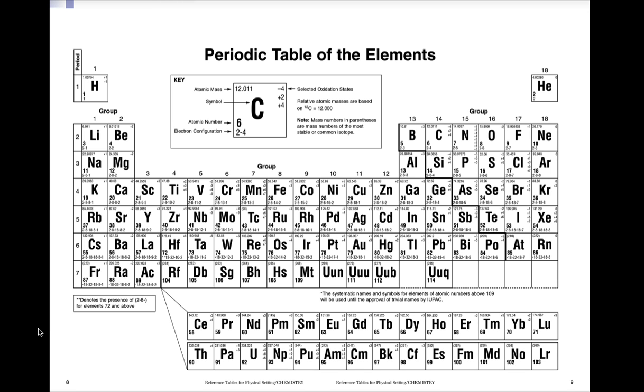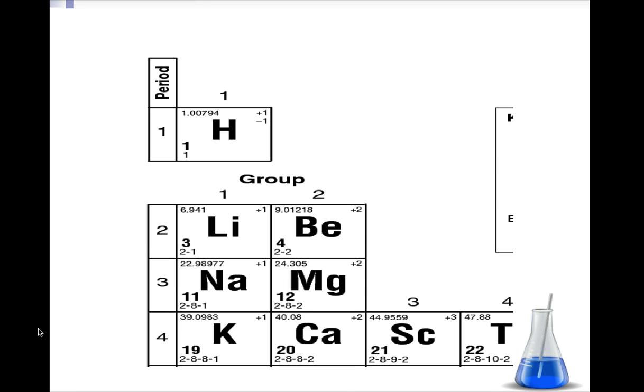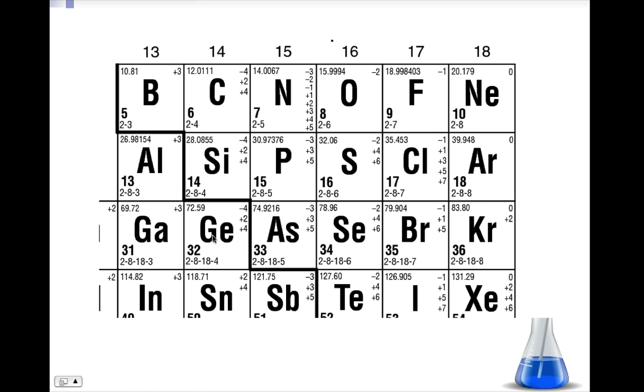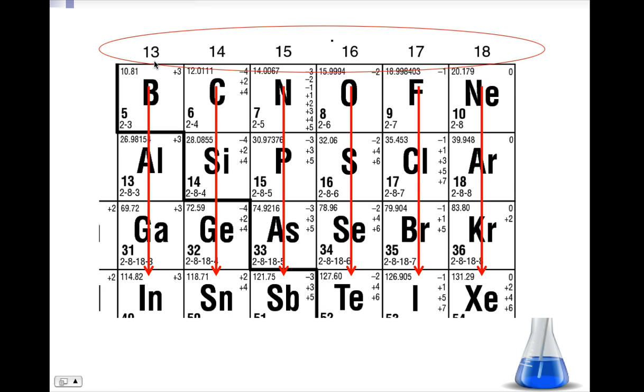Here's an example of our periodic table. The rows are periods, and the columns are groups. So here, period 1 starts with hydrogen, period 2 starts with lithium. Here we look at our groups. Group 13 starts with boron, group 14 starts with carbon.